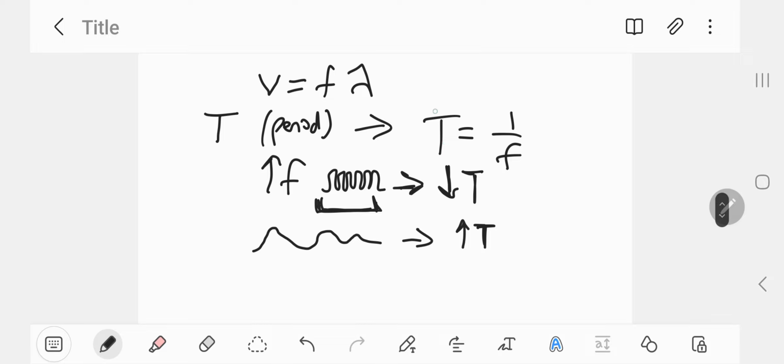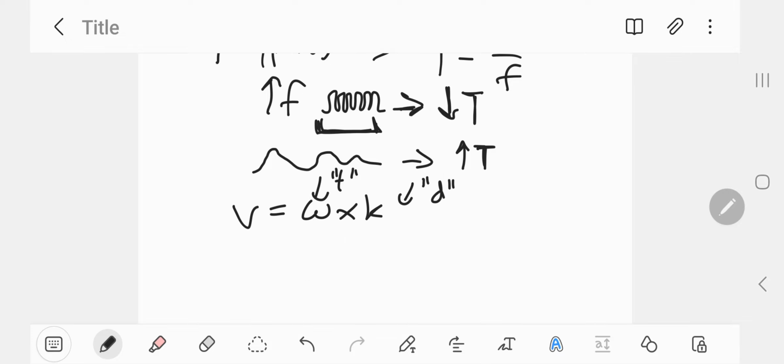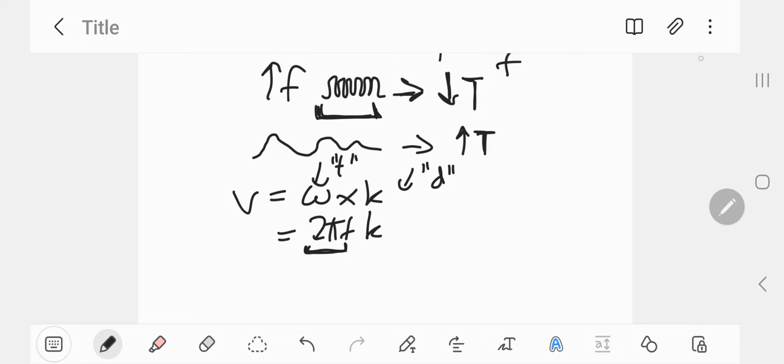We also know that v is equal to omega times k. Omega is the angular frequency, it's a measure of time. k is a measure of distance, d. Angular frequency from the previous videos is 2 pi f, times k. In other words, the velocity of a wave involves the frequency, how many peaks pass through a given point per second, covering some distance, k.